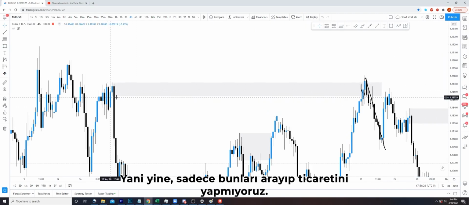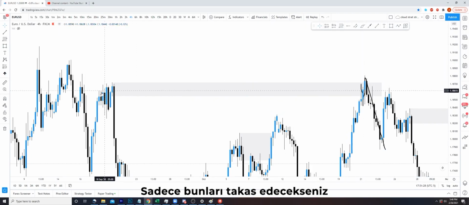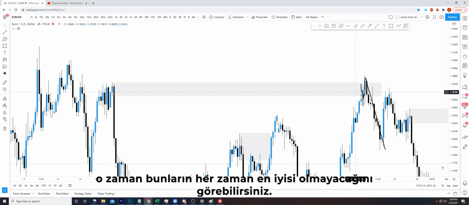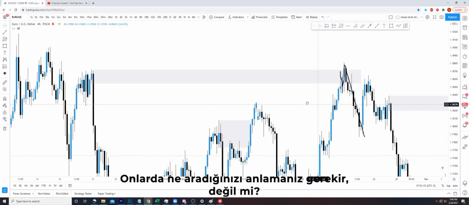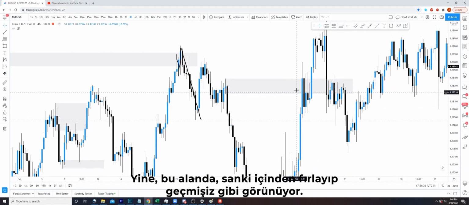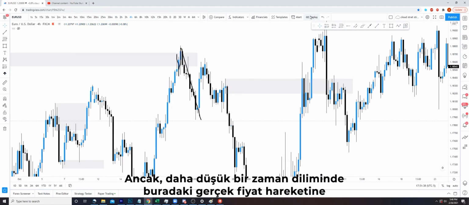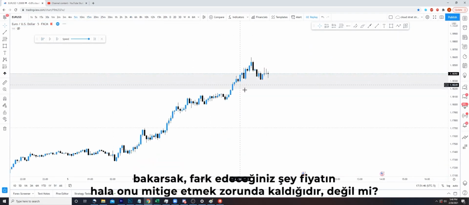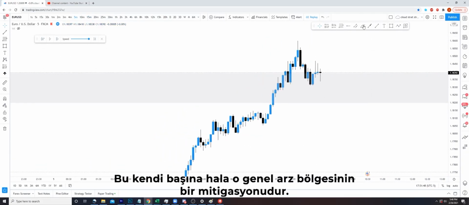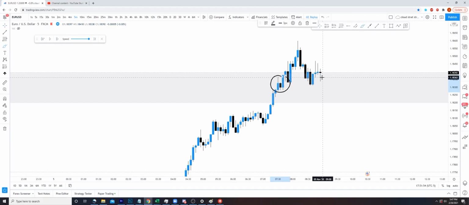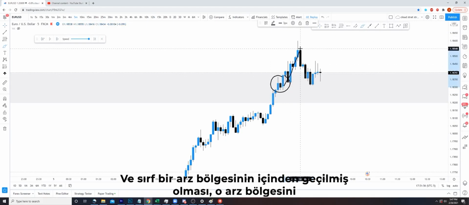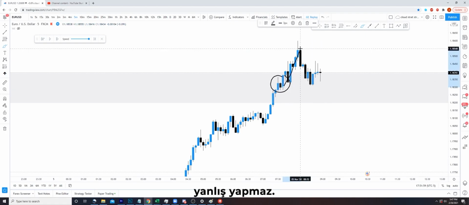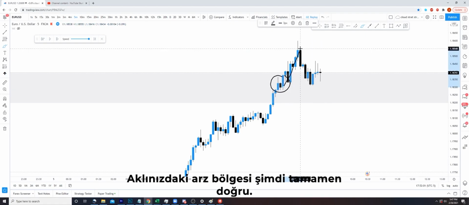So again, we're not just looking for these and trading them. If you are just to trade these, then you can see that they wouldn't always be the best. You need to understand what you're looking for at them, right? Again, in this area, it looks like we shot right through it. However, if we take a look at actual price action inside of here on a lower time frame, what you'll notice is price had to still mitigate it, right? This on its own is still a mitigation of that overall supply zone. And just because a supply zone was traded through did not make the supply zone wrong. The supply zone that you had in mind is fully correct.